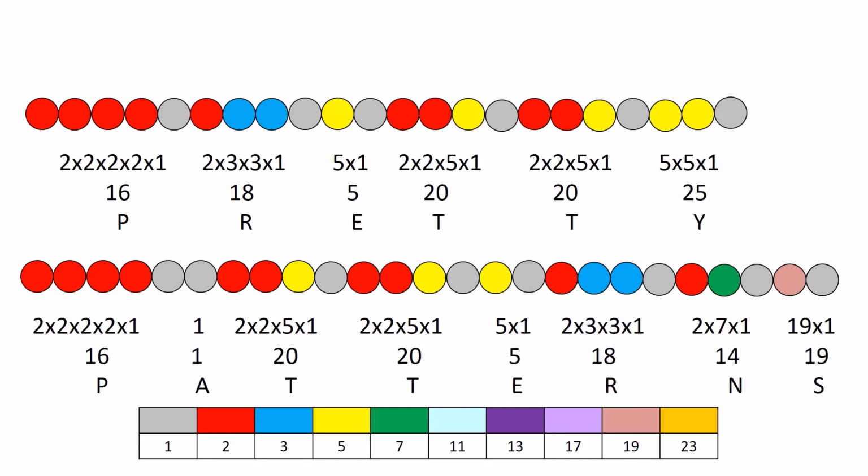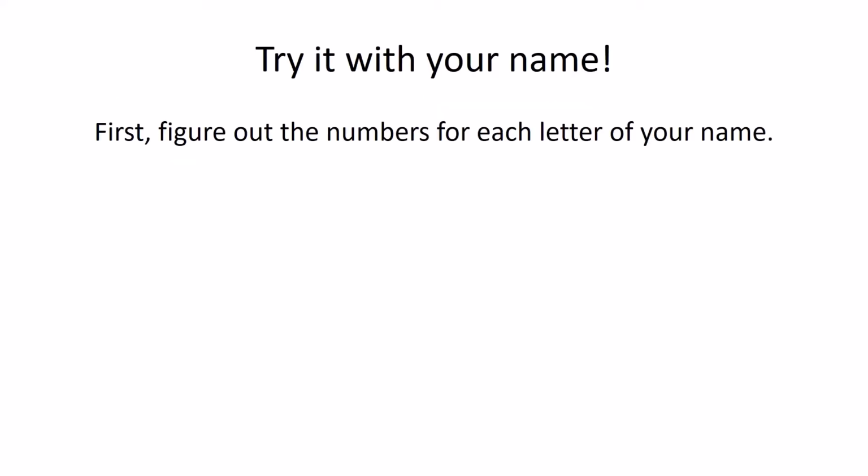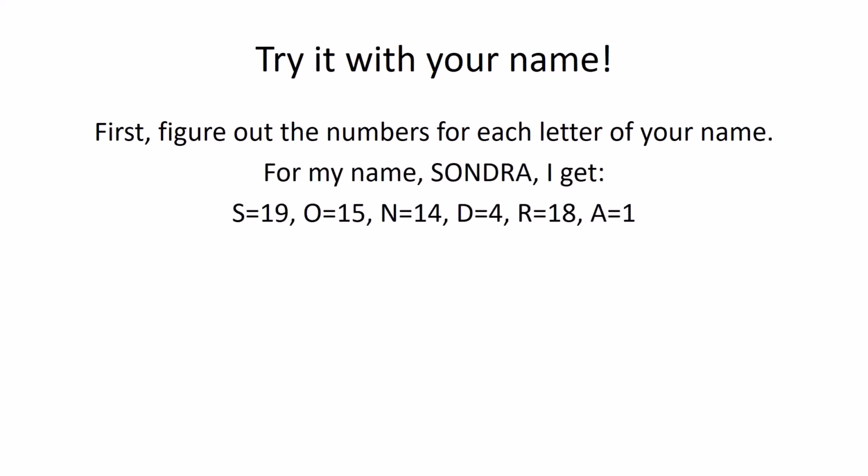Okay, but it is fun to write a short message, and my favorite thing to show kids how to make is to write your name this way. So let me do an example with my own name. Okay, first step is you figure out which numbers are the letters of your name. So with my name, Sandra, I get S is 19, O is 15, N is 14, D is 4, R is 18, and A is 1.